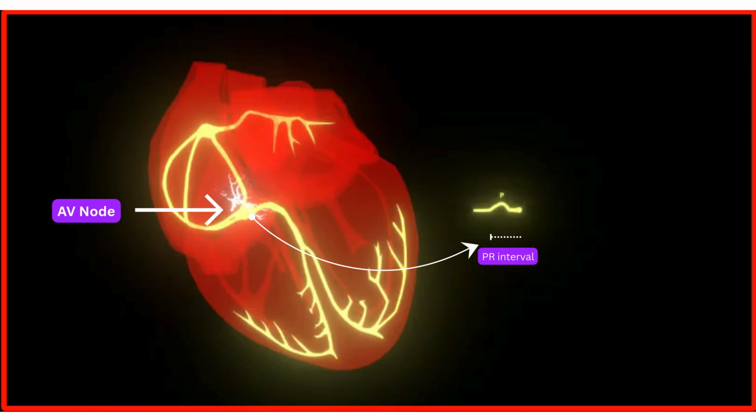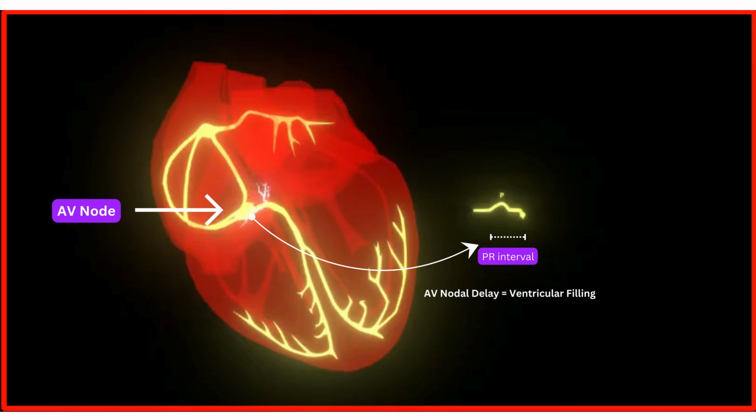The PR interval measures the time taken for the impulse to travel from the atria to the ventricles. Key point to remember: PR interval equals AV nodal delay equals ventricular filling time. If the PR interval is too short or too long, it suggests problems with impulse conduction between the atria and ventricles.